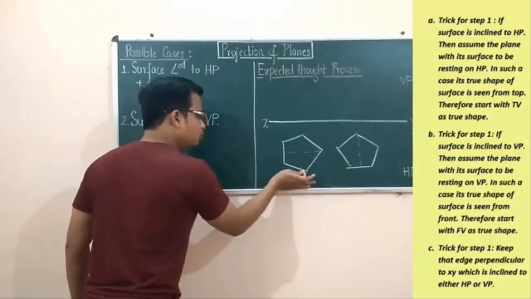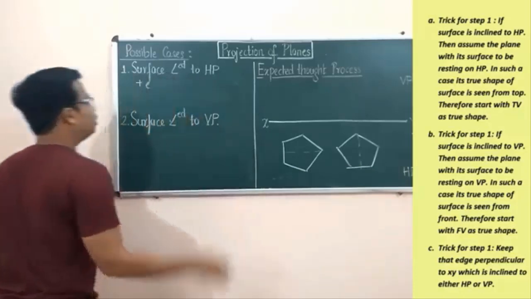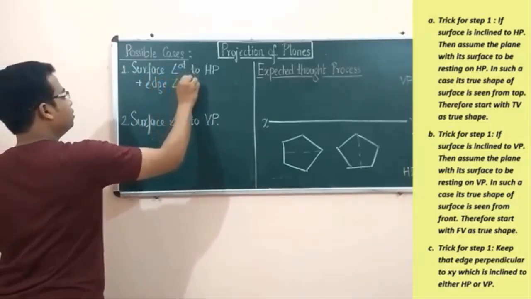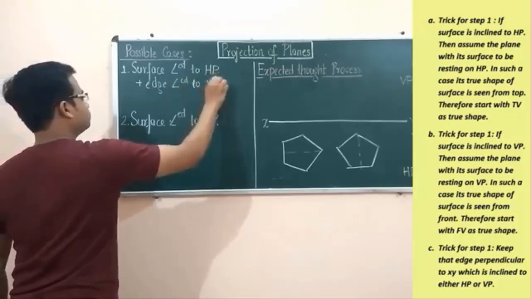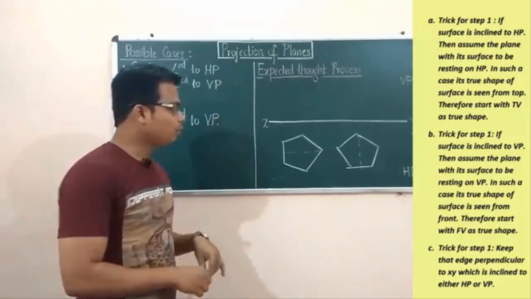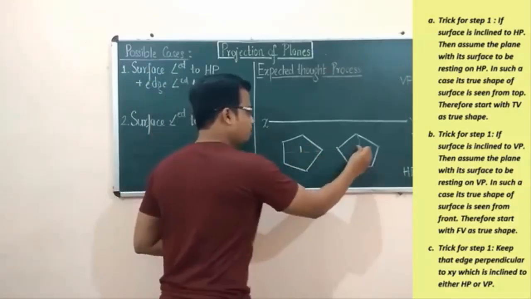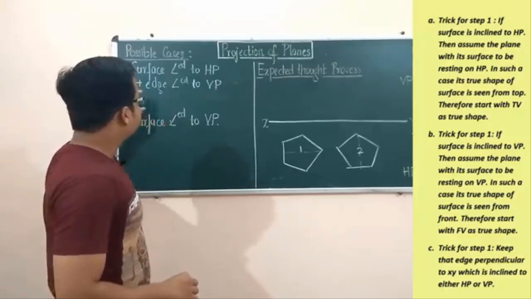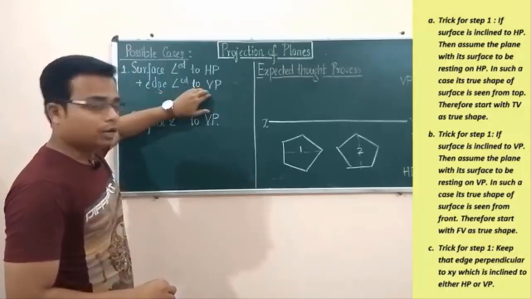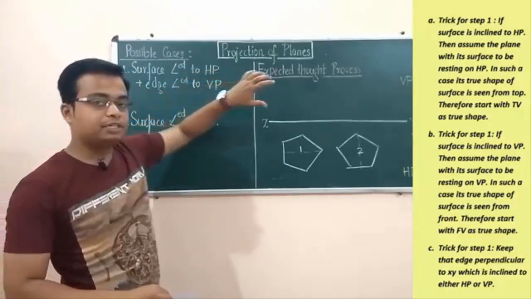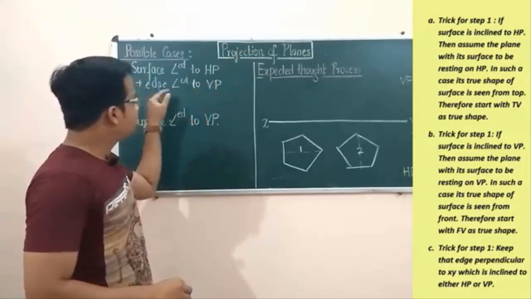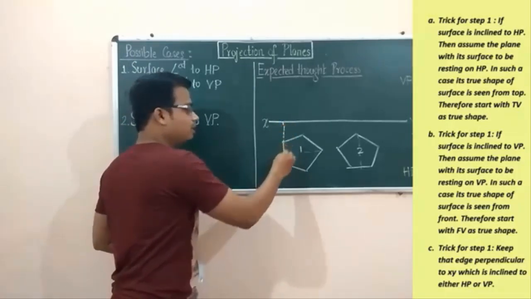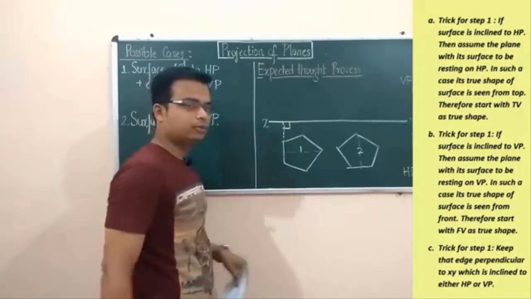If you draw this, it is also correct. If you draw this, it is also correct. But what if I write along with this, edge inclined to VP? Now there is a confusion whether to choose option 1 or option 2. Remember this: whenever the edge is inclined to VP, the edge inclination is something that happens in step number 3, and whenever the edge is inclined to either HP or VP, always make sure that in step number 1 that edge is kept perpendicular to the XY line.